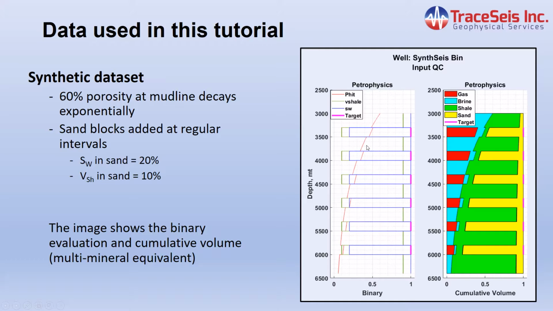Sand blocks are added at regular intervals, and within these sand blocks the water saturation is kept constant at 20% and P shale is kept constant at 10%. To the right is the equivalent petrophysical evaluation displayed as volume fractions in a cumulative volume plot.